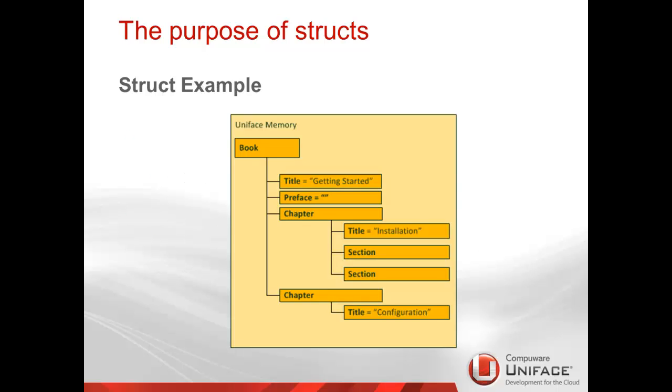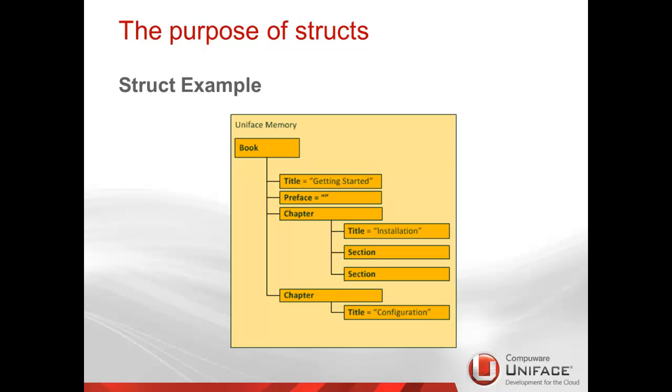A book is, for example, a complex data structure that can be represented by a struct. This illustrates a number of characteristics of a struct. For example, the book struct contains members called title, preface, and chapter. A struct member can have a value. This can be, as we discussed before, a scalar value. And here, for example, the value of the first title member is the string getting started. A struct member can, of course, also have a struct as its value. For example, each chapter is a nested struct because it has child members.